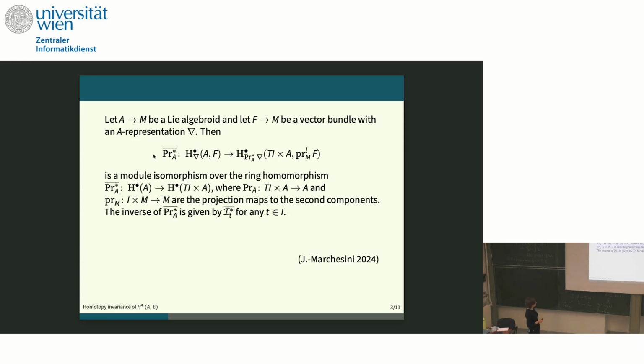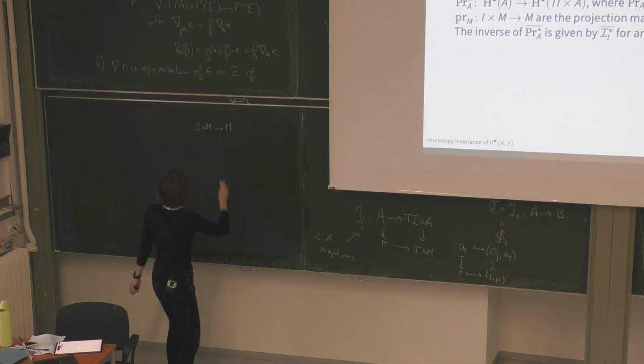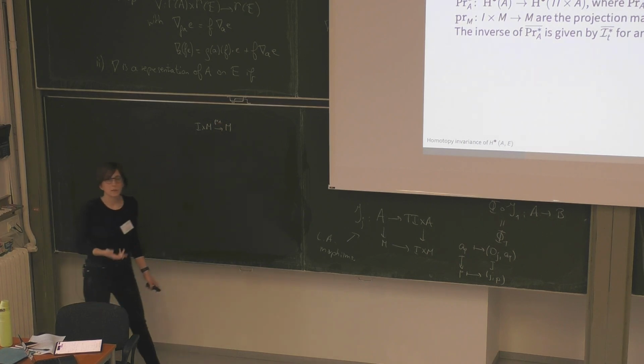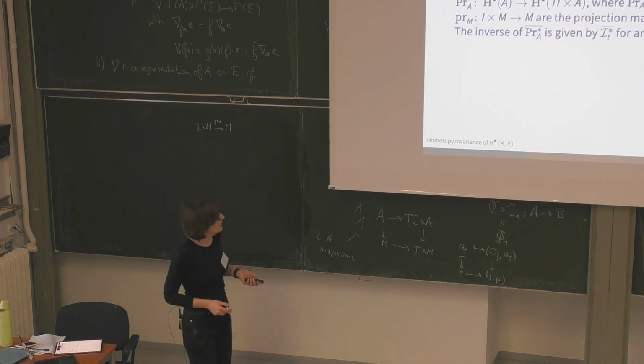A generalization of this: if you think about A as TM, and you forget about the twist, just cohomology with values in R, then this is a standard result in Bott and Tu, that if you have I times M and the projection to M, then it induces the identity in cohomology, right? The I is just a homotopy, nothing happens, right?